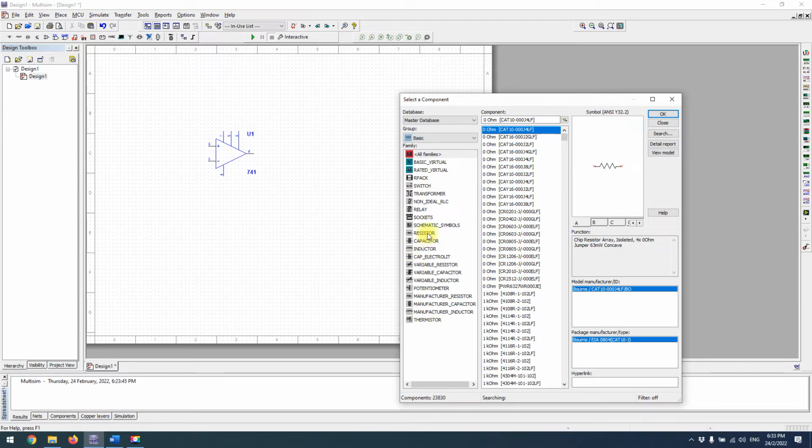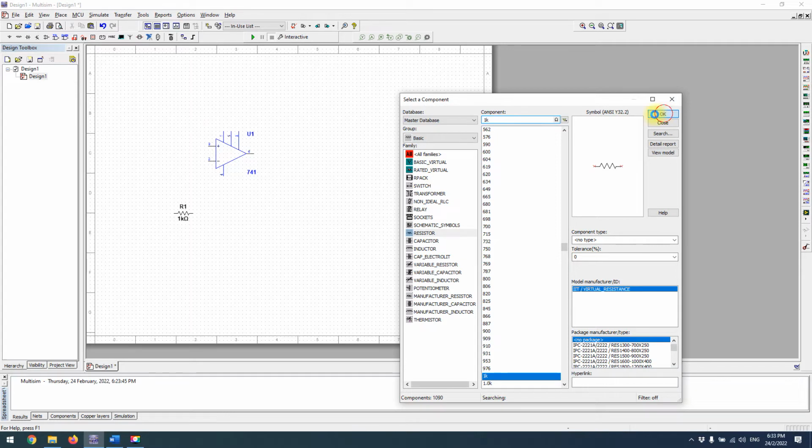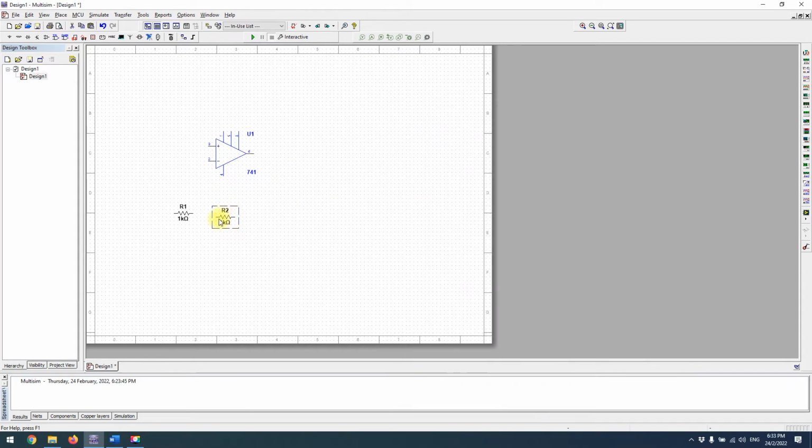For resistors, we need 1K, and just click it and we can change the value later. Okay, then what else do we need? We need an oscilloscope, right? This is for our output, and then we need a function generator. So here we go. And what else do we need? We need power supplies, right? For pin 7 and pin 4.